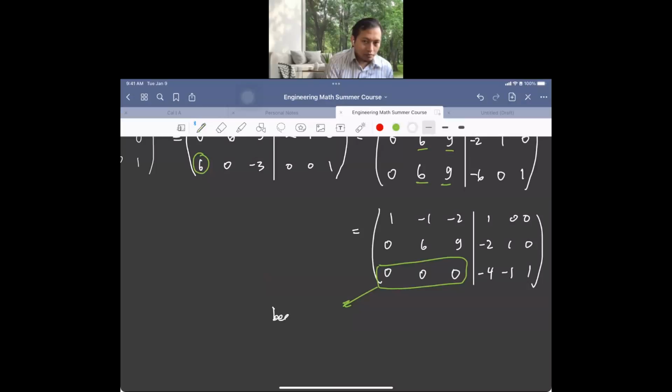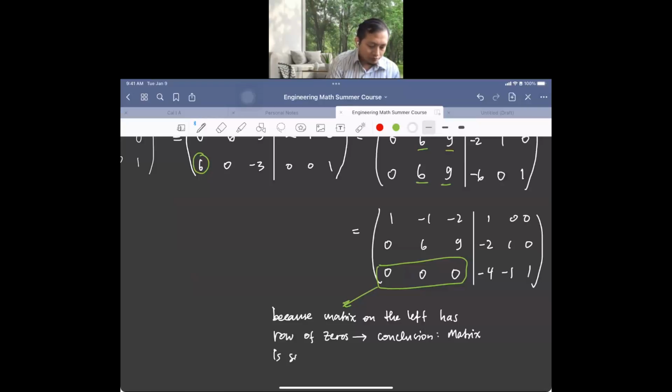So because, let me write, the matrix on the left has a row of zeros, we can conclude the matrix is singular. It means that it's not invertible, or we cannot find the inverse. No inverse.